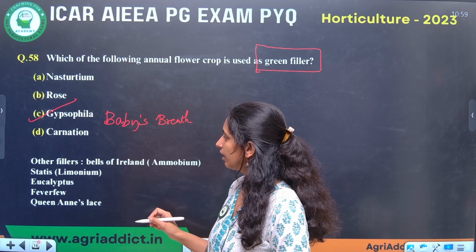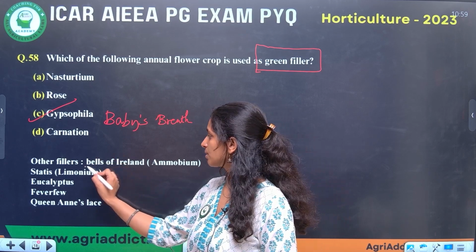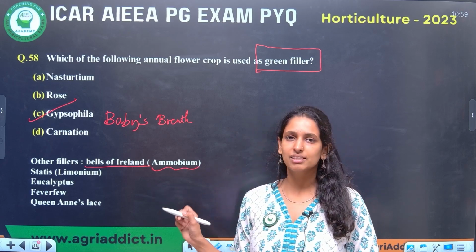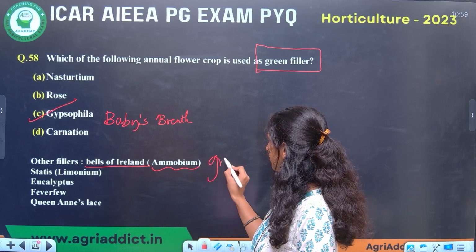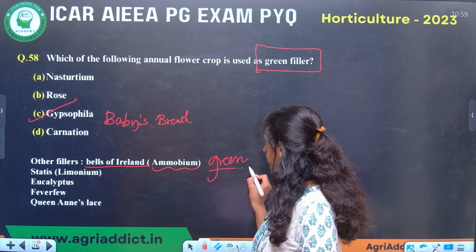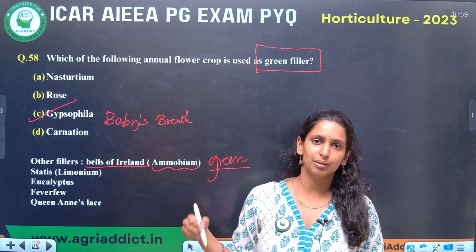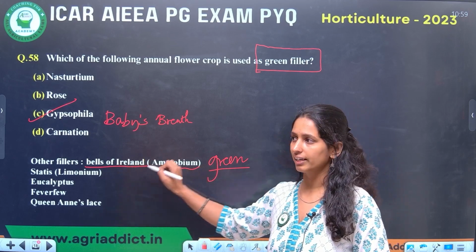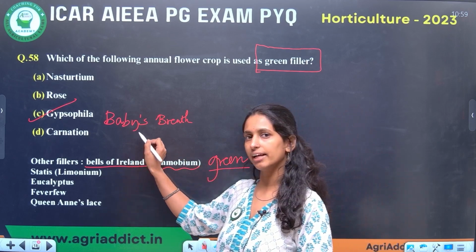Okay. Here, other fillers like bells of Ireland. Bells of Ireland is a Moluccella species. It is very interesting. It has green colored flowers. So if they ask which among the following has green colored blooms, that is bells of Ireland. It is a winter season annual.